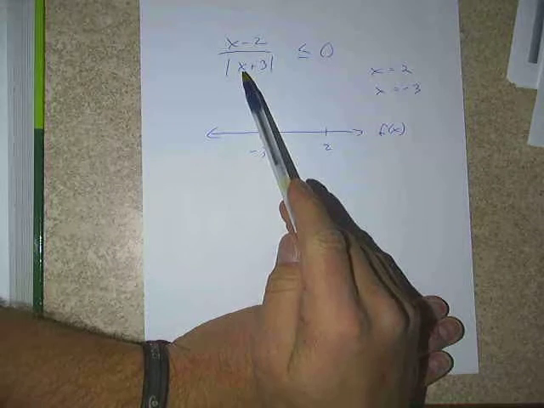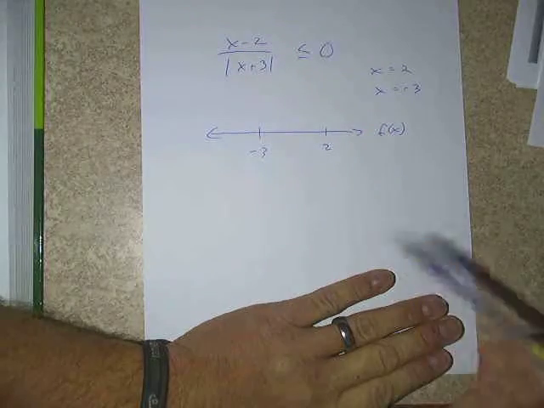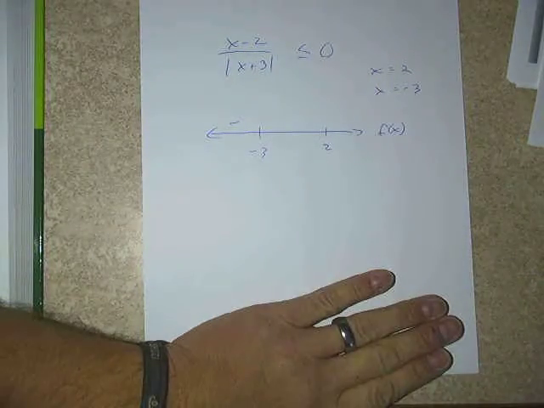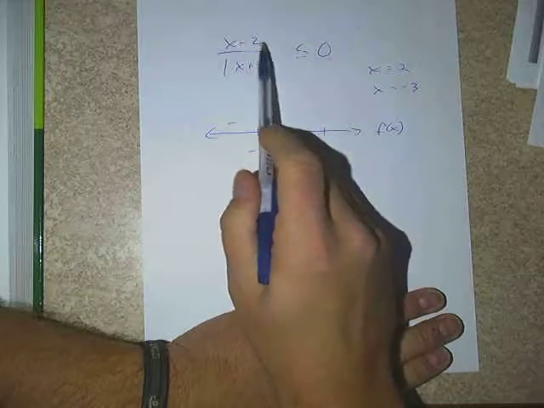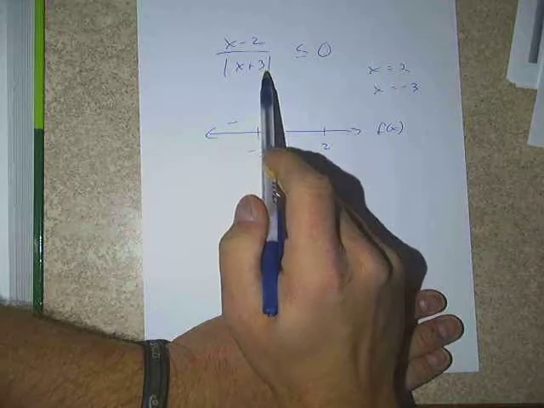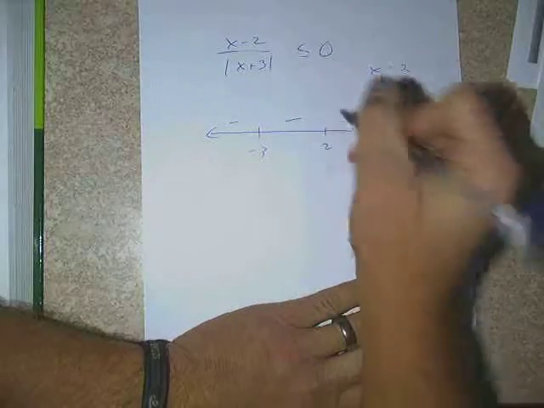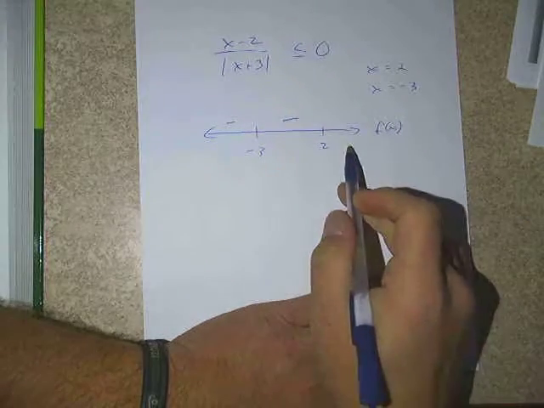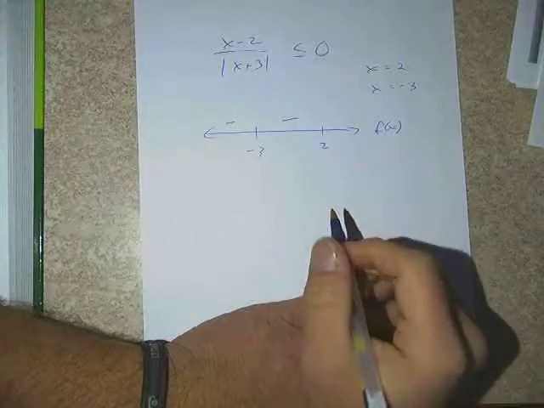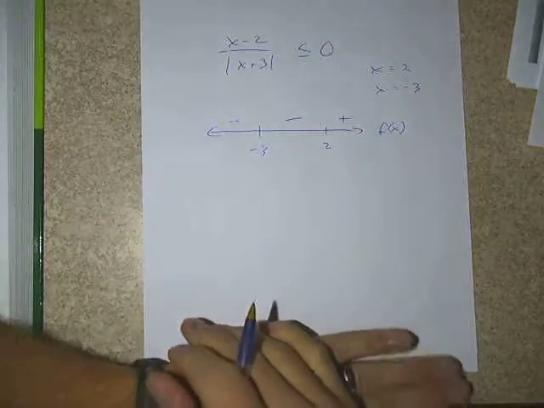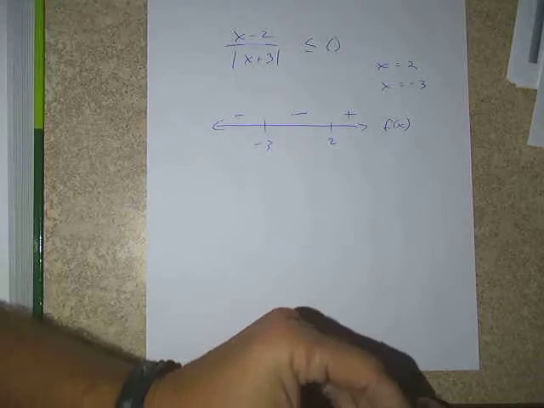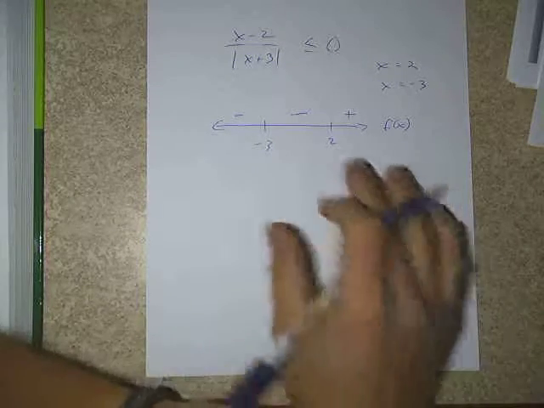If we were to put in a negative 4, the top would be negative. And no matter what we put in, the bottom is always going to be positive. So we'd have a negative over a positive, which gives us a negative. If we put in a 0, we would have a negative over a positive, which is negative again. And anything bigger than 2 makes the top positive, with the bottom always positive, so we would have positive there.